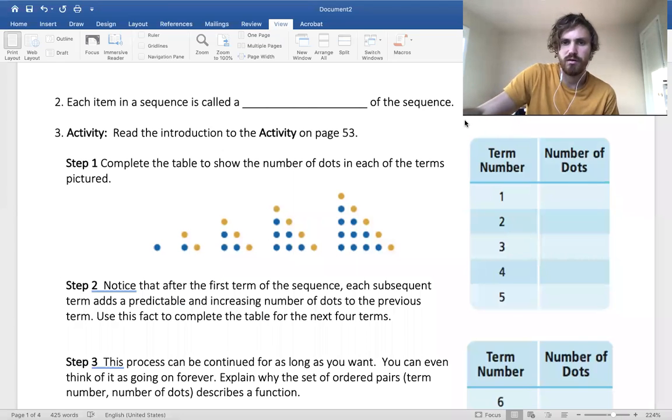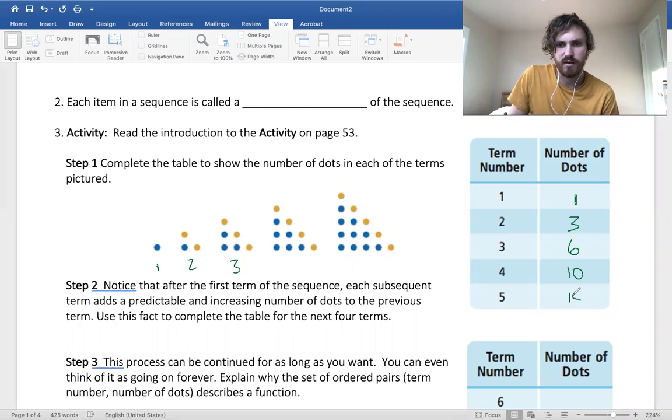Okay, so let's see here. So this is term number 1, and there is 1 dot. This is term number 2, and there are 3 dots. This is term number 3, 1, 2, 3, 4, 5, 6. There are 6 dots. Then we have 6 plus 4 is 10 dots. Then we have 10 plus 1, 2, 3, 4, 5 is 15 dots.